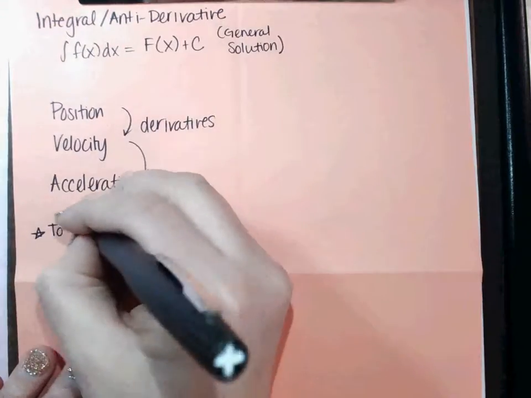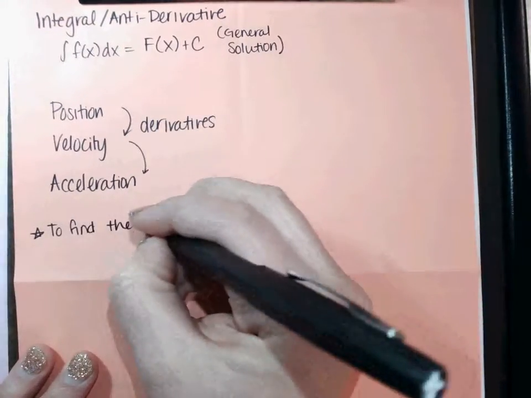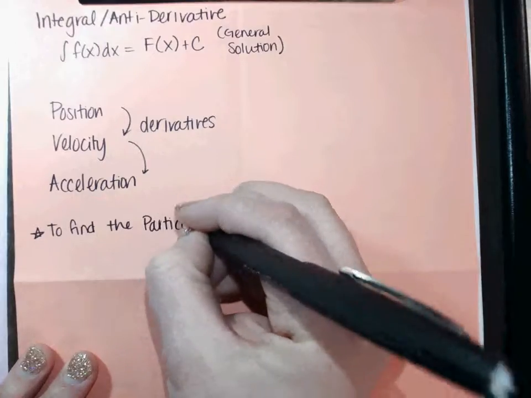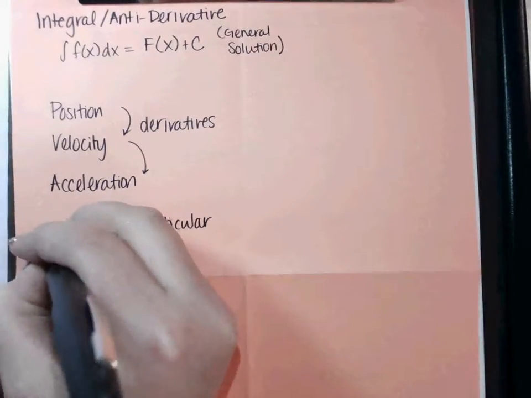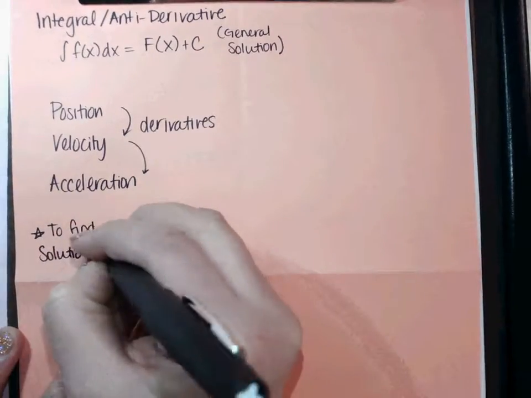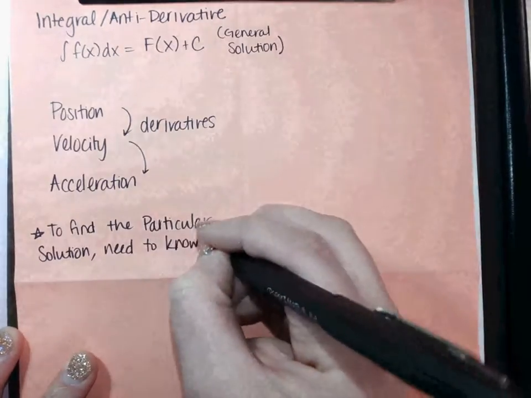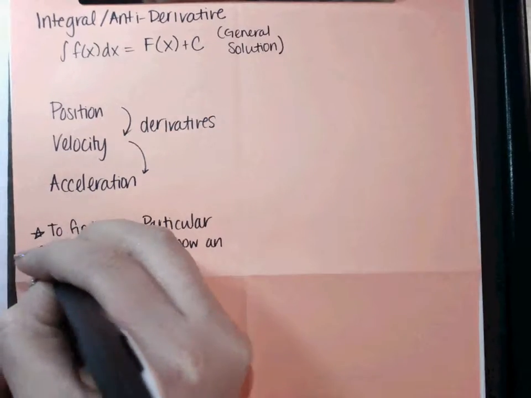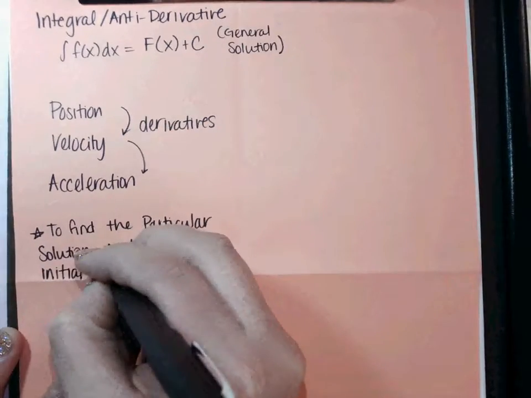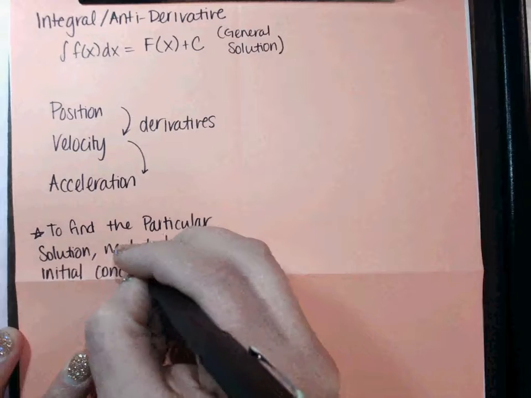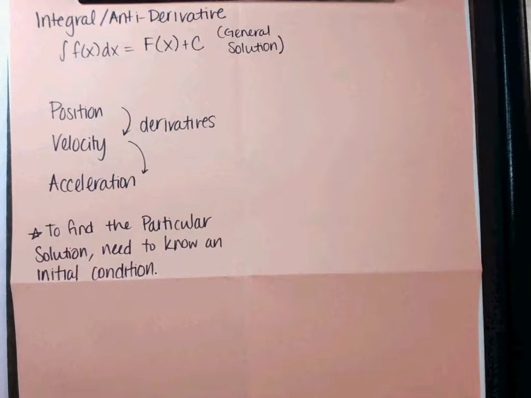Okay, so to find the particular solution, you need to know an initial condition. Okay, which we will practice when we actually go over your review and everything. But they have to tell you something or else you can't find that C to begin with. Okay?